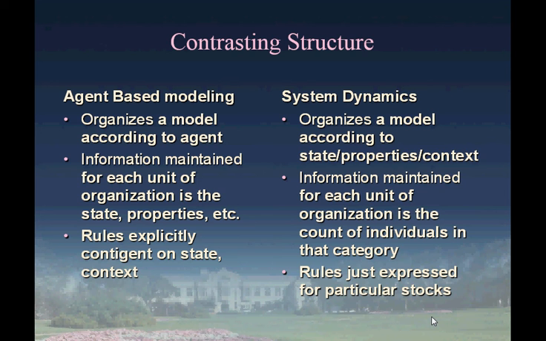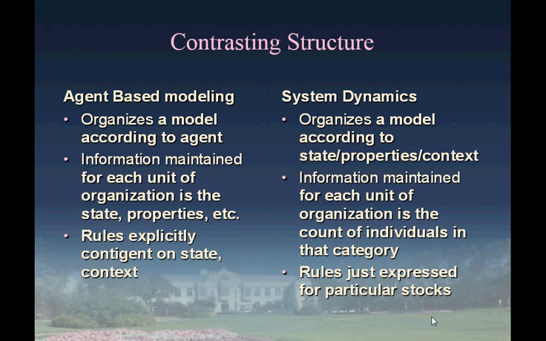Do you remember that very first model we saw? We had low SES and high SES people, and each of them were distinguished further by their health state according to a natural history of infection. Susceptible, exposed, infected, recovered. Do you recall that? Yeah. So here, the organization of the model is at right angles to what we see with the agent-based model. Here we're organizing it according to these characteristics of state, property, and context. And the information maintained for each of those bins, for each of those stocks, is simply a count. It's the number of people in that category.